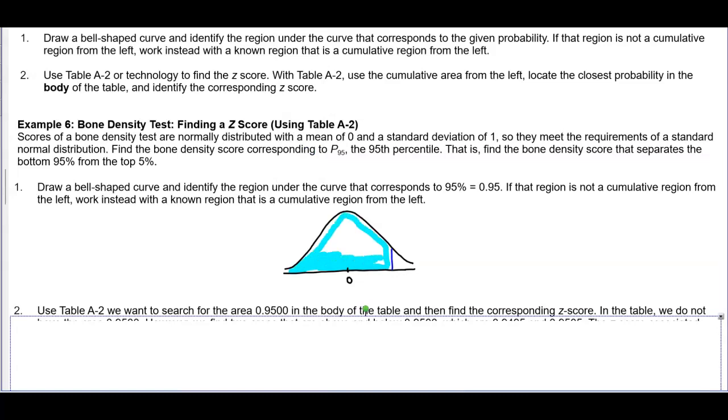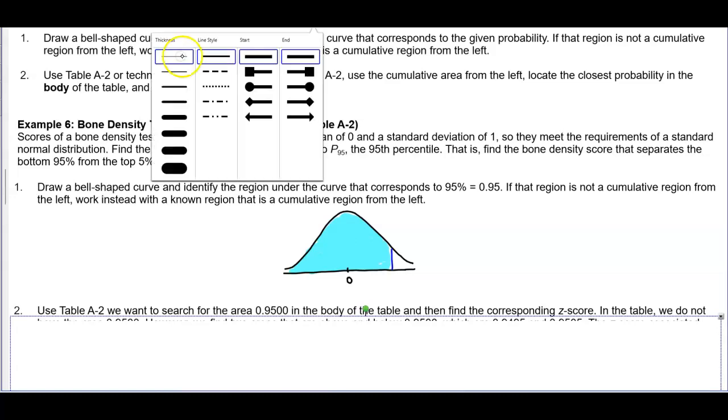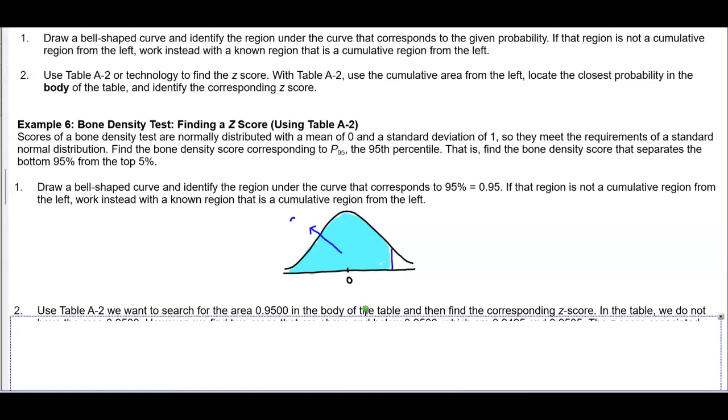By shading in this entire piece here, we will see that it represents 0.9500, which is 95%. Remember that the area under the curve is a total of 1. So if we take 1 and subtract 0.95, we get 0.05, which represents the top 5%. So this piece right here represents the 5%.